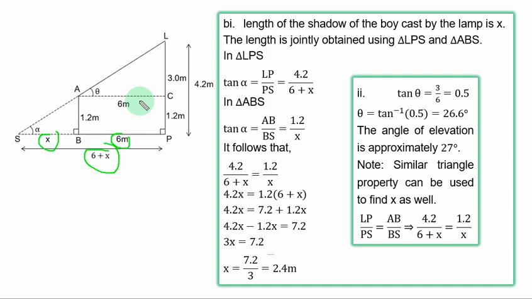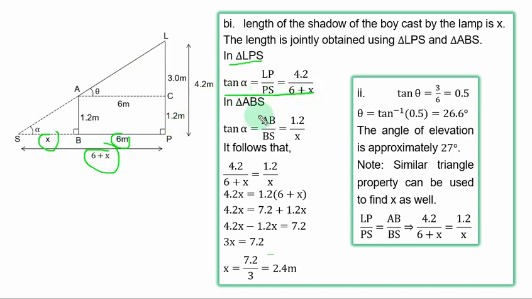The length is jointly obtained using triangle LPS and triangle ABS. In triangle LPS, you have tan alpha, which is opposite over adjacent. The whole opposite is 4.2 and the adjacent is 6 plus s. That is what you have here.